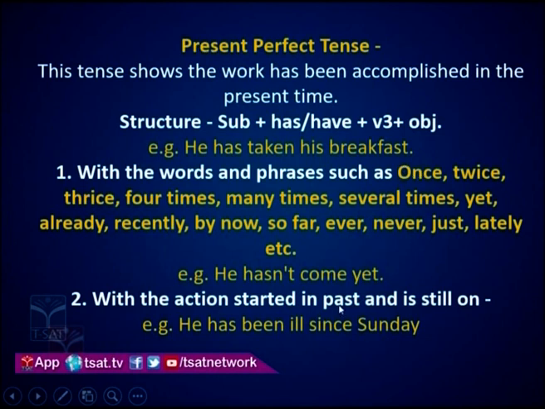For example, he hasn't come yet. Here yet is there. That means till now he has not come. So this is hasn't, again verb, not is there, come, V3 form of verb, past participle. So hasn't come yet. This sentence is in present perfect tense.